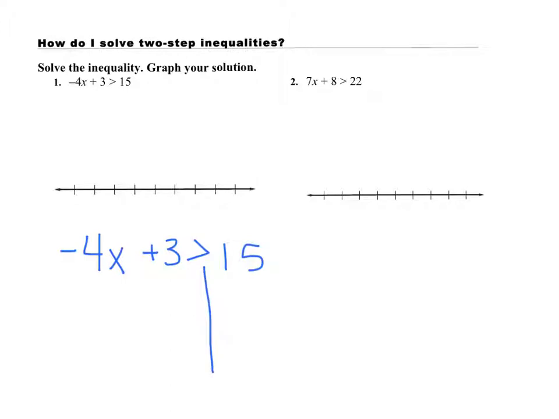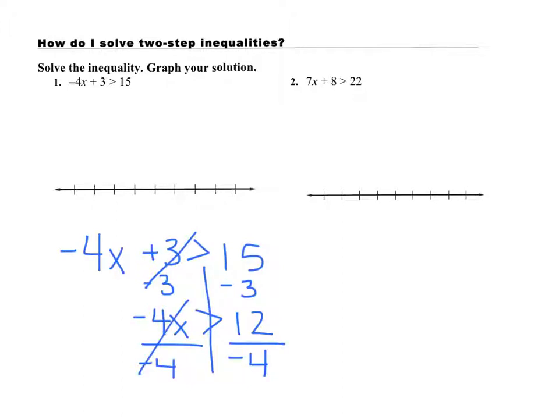Alright, so I'm going to solve this like I do two-step equations, except I do have to remember that if I multiply or divide by a negative number, I have to flip the sign. So I'm going to start by isolating the variable. I'm going to subtract 3 from both sides, giving me negative 4x is greater than 12. And now because I'm going to be dividing by a negative, you have to remember to flip your sign.